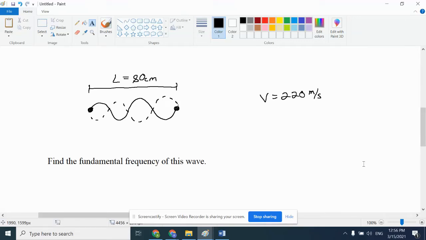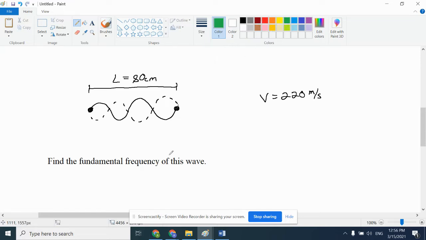Getting into some more complex examples of string instruments, let's take a look at this string that has a length of 80 centimeters, and we see the wave shown. You're told that the wave speed is 220 meters per second. Your goal is to find the fundamental frequency.